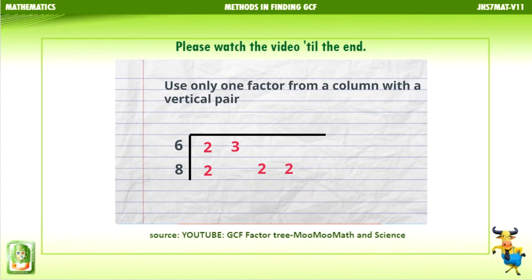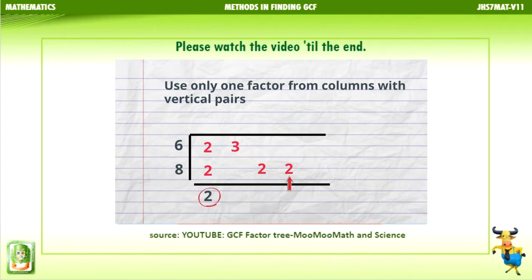So let's put this into practice. Column 1, we have a vertical pair of 2's, so I will bring the 2 down. Next, for 3, I do not have a vertical pair. The other 2, no vertical pair, or the next 2, no vertical pair. So my greatest common factor of 6 and 8 is 2.